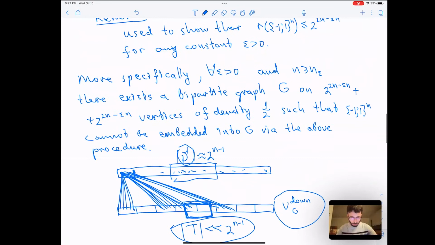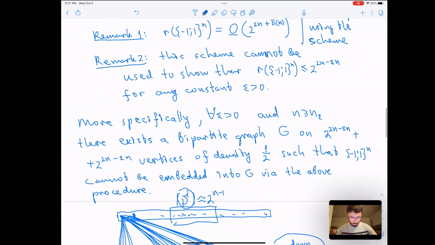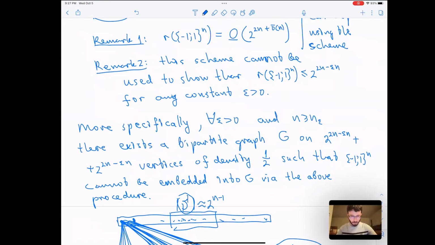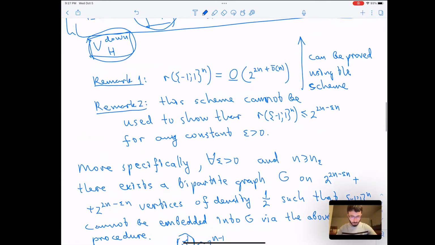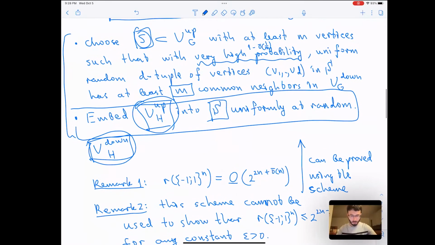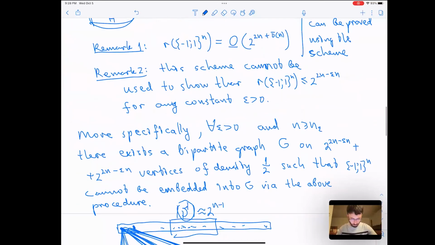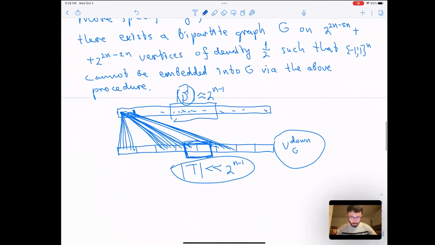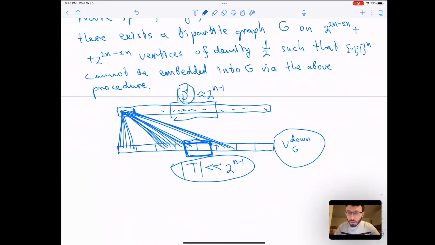So without some substantial fixes, this method cannot improve existing estimates on the Ramsey number. Okay. So please let me know if there are any questions at this point before I turn to the second part of the talk.